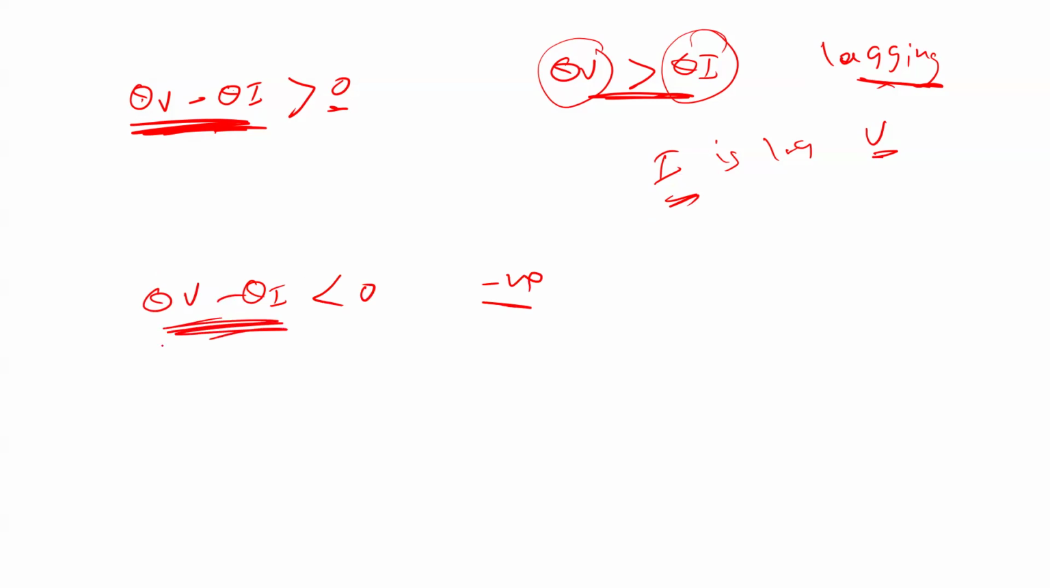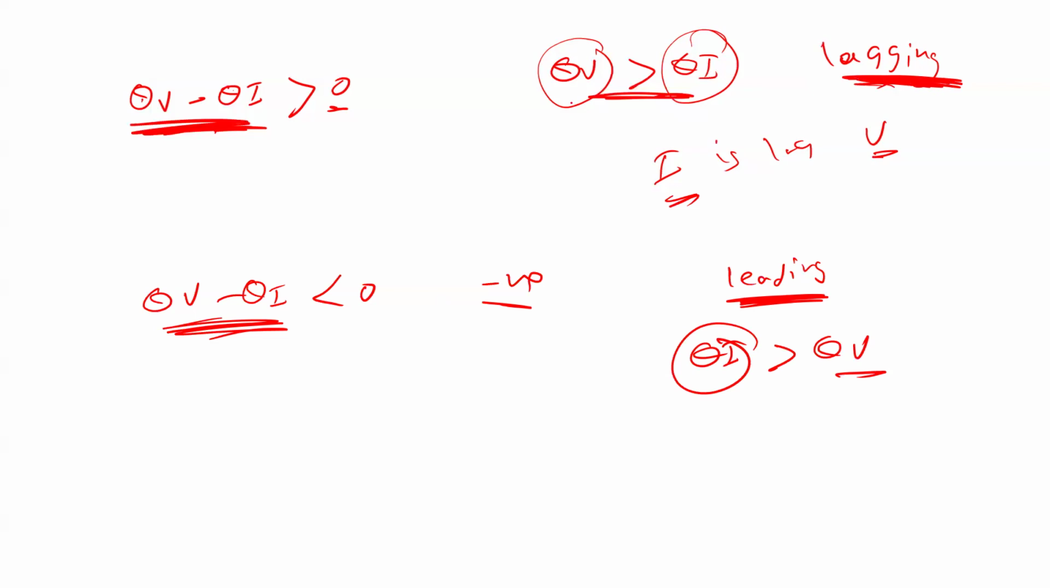But if theta V minus theta I is less than 0, that means the angle is negative. Again, once you take the cosine, you will not see the difference, because whether the input of the cosine is positive or negative, the result is positive. This is a problem. That's why in this case I'm going to call it leading. When you see leading, that means theta I is greater than theta V, because I is leading. If I tell you it is lagging, that means theta V is greater than theta I.